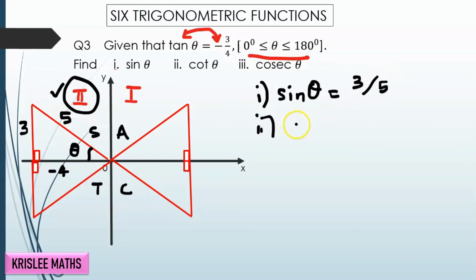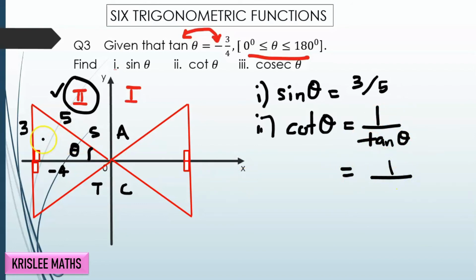Next, cotangent theta. Cotangent theta equals the reciprocal of tangent theta, or 1 over tangent theta. Here we have the tangent value, negative 3 over 4. You can use this or refer to the diagram. So it is negative 3 over 4. Just bring this up. Simplify this, you will get negative 4 over 3.